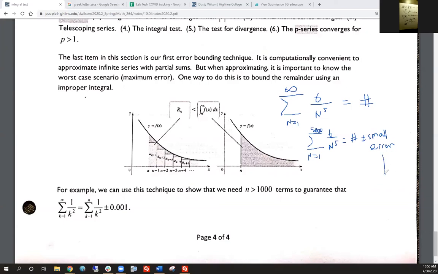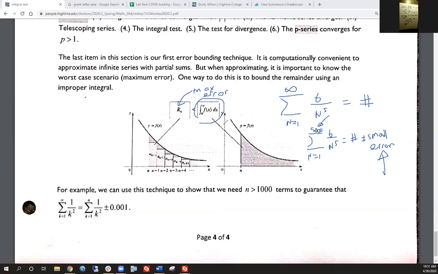And so the application that you're working on will dictate what kind of error is acceptable, and the error that's acceptable will dictate how many terms you need in your partial sum in order to approximate the actual value. And so what this last item does is it says we can use an integral to approximate the remainder. And the remainder, if you will, is like the max error. And so we're saying that our max error would be less than this improper integral.